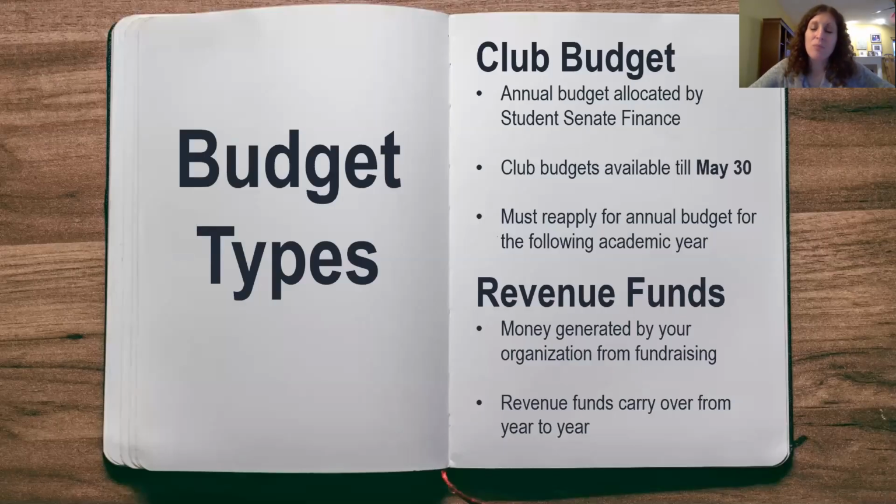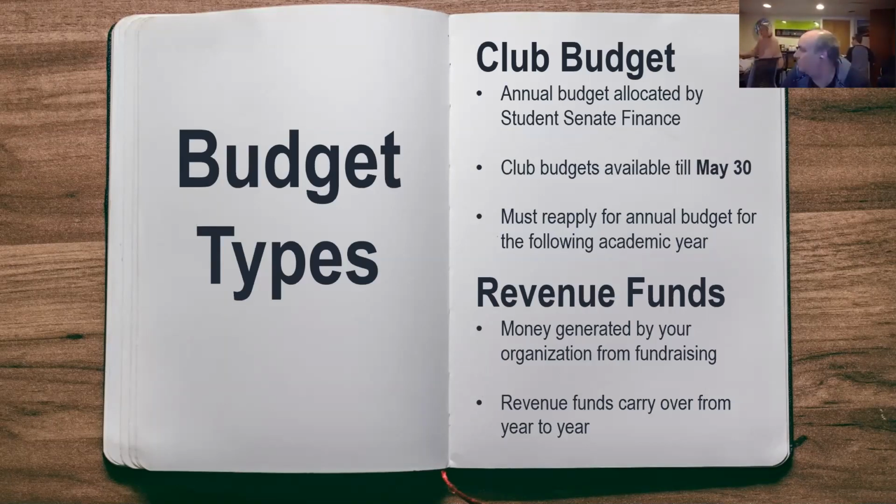So most organizations, I don't want to say every, most organizations have 2 different budget types. So your club budget is the budget that is allocated by Student Senate. It comes from the student activity fees, and it's available through the end of May for you to use. You have to reapply for your annual budget every year. And so Senate usually runs that process end of February, mid-March, somewhere in that time frame. You'll see a form come out on OspreyHub inviting you to apply for next year's club budget.